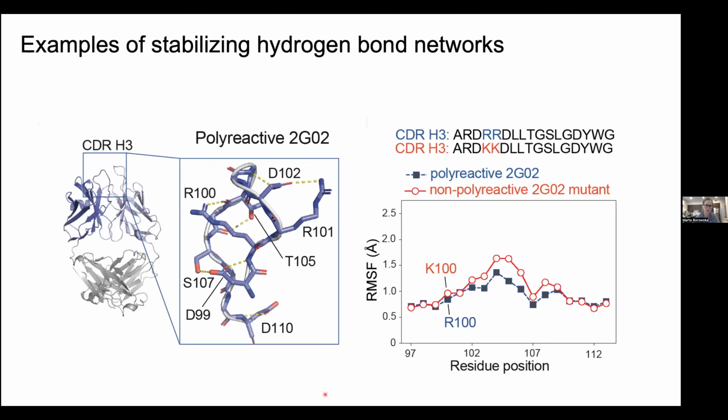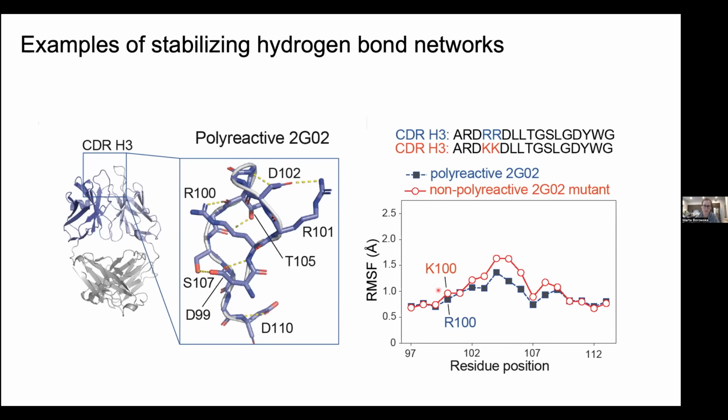And I further looked for other examples of rigidity in the CDRs in polyreactive antibodies and noticed that mostly the side chains also mediated the network that stabilizes the CDR3 loop of the heavy chain of the polyreactive 2GO2 antibody. Here I'm showing 7 hydrogen bonds that stabilize this loop, with positively charged arginine 100 facing inward of the loop.